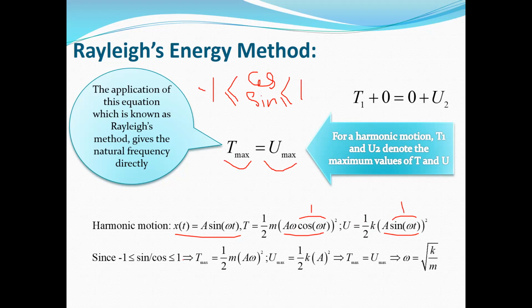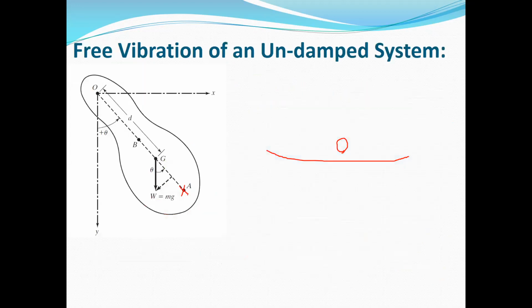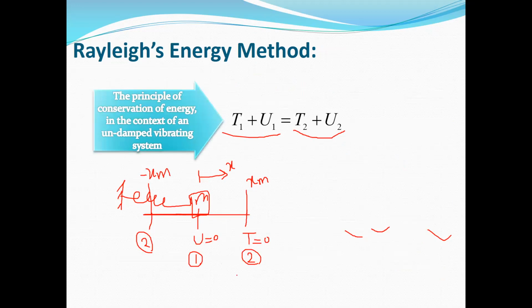So from this equation, using the energy methods, we can find omega, which is again the natural frequency of your system. This procedure is called Rayleigh's method, and we use it by writing the kinetic energy and potential energy at two different positions. These two positions are position 1 and position 2.